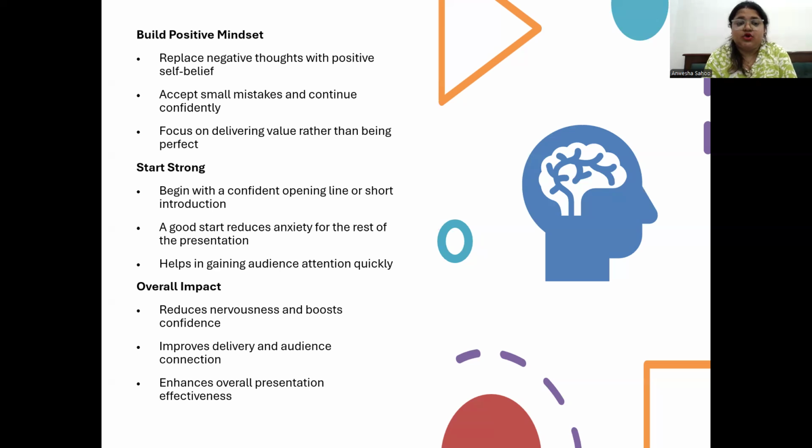Then start strong. Begin with a confident opening line, short introduction. Also, a good start reduces anxiety for the rest of the presentation. It helps in gaining audience attention quickly so that it reduces nervousness and boosts confidence. It improves delivery and audience connection. It also ultimately enhances overall presentation effectiveness.